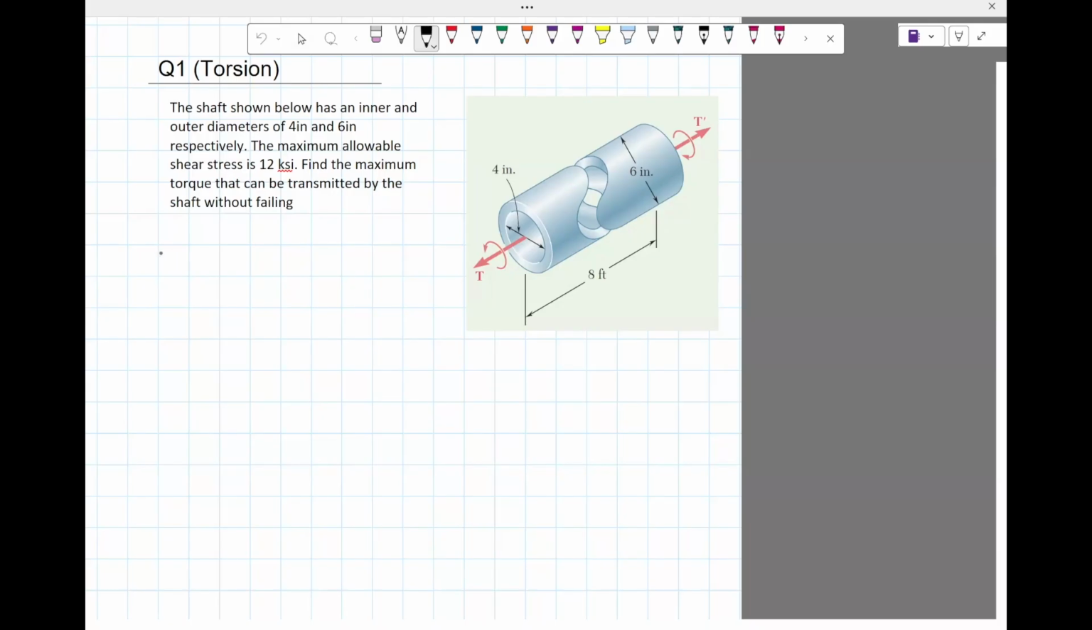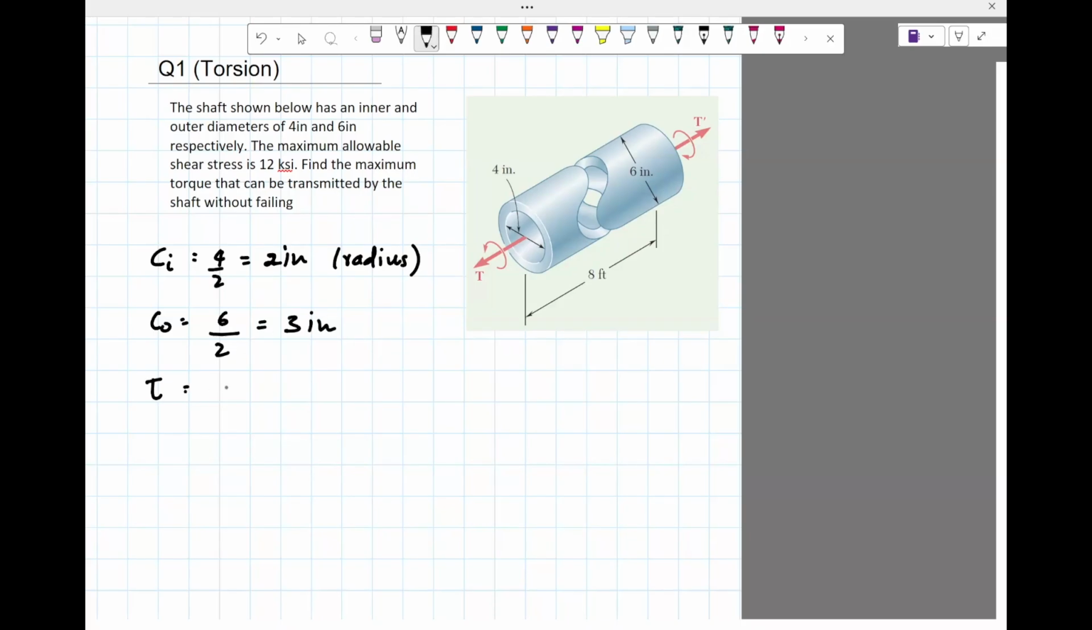So we're given the inner diameter. I think we'll stick with the radius. So the inner radius, let's call that Ci. Ci is half of the diameter, so 4 divided by 2, so 2 inches. So that's the radius. And the outer diameter is 6, divided by 2, that's 3 inches, the outer radius.